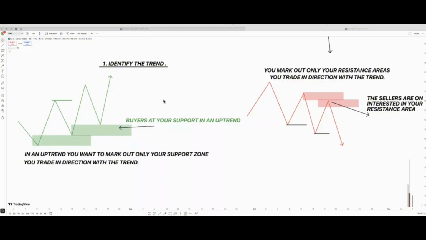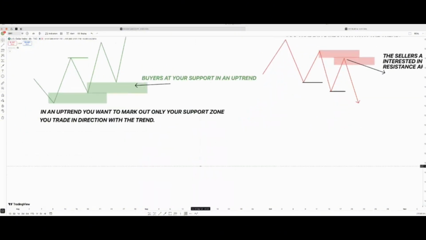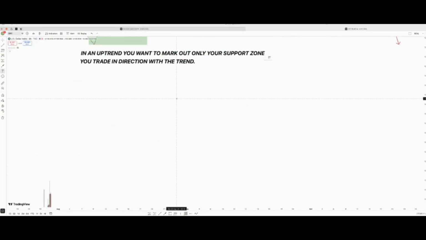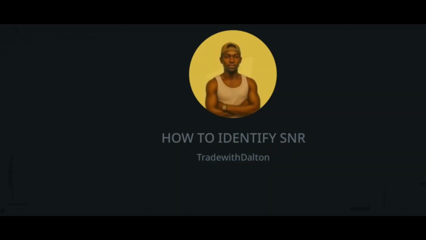Once you identify the trend, the second step is to mark out your key areas. I already explained this previously, but I will explain it again. Your key area is your support or resistance zone.